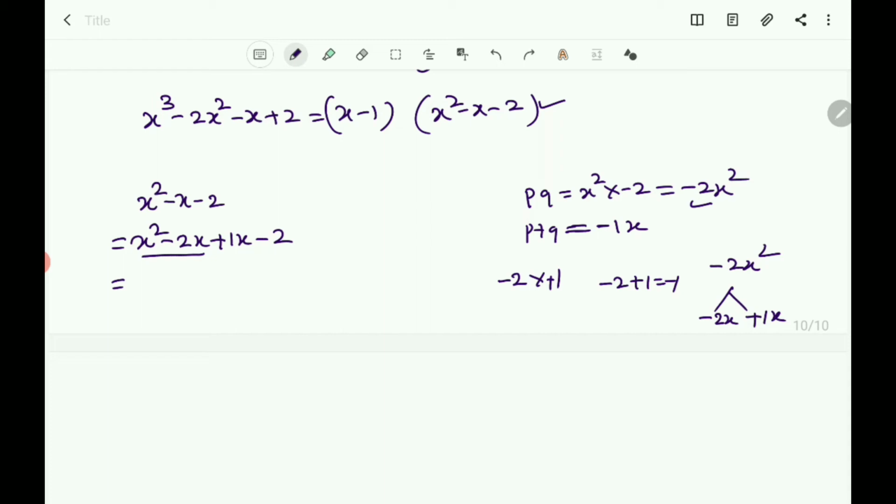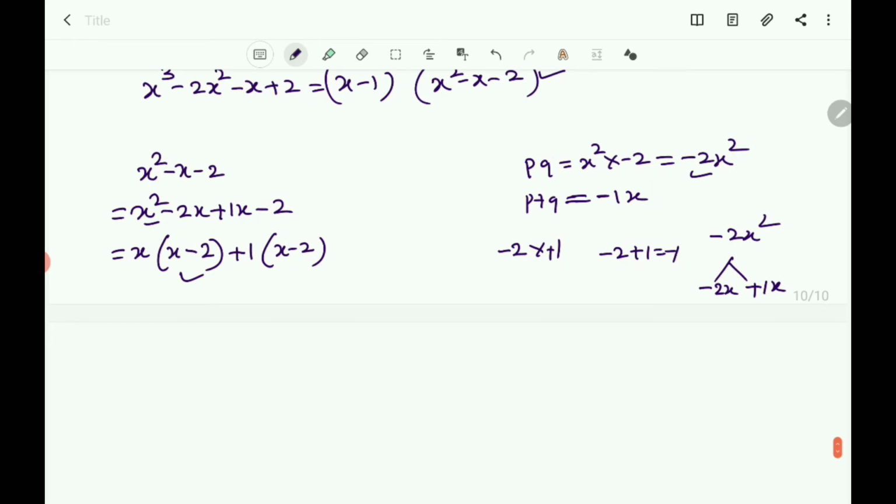And in the first group, what will you get common? Only x square, and x is there. In the bracket, x into x square, you will get x minus, x is already outside, means you will get 2. So you got the bracket x minus 2 here. Plus here 1 is common, means in the bracket you will get x minus 2. So you got x minus 2, x minus 2. So take that as a common. That is equals to x minus 2 into x plus 1.